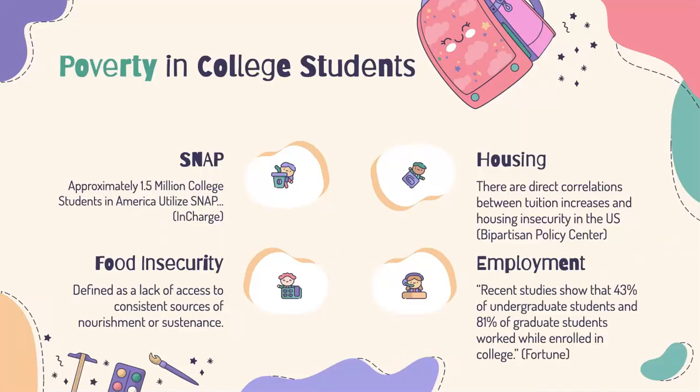SNAP, which is the Supplemental Nutrition Assistance Program, or EBT, which is Electronic Benefit Transfer, which is what we used to refer to as food stamps. Approximately 1.5 million college students in America utilize SNAP, and that is only about 40% of the eligible students who utilize them. So 1.5 million is only 40% of the people who are eligible that are enrolled in college.